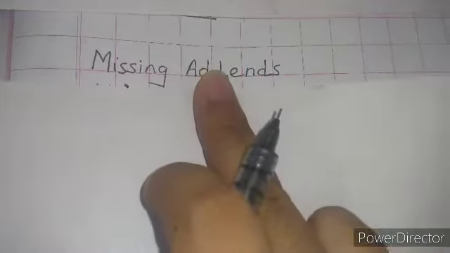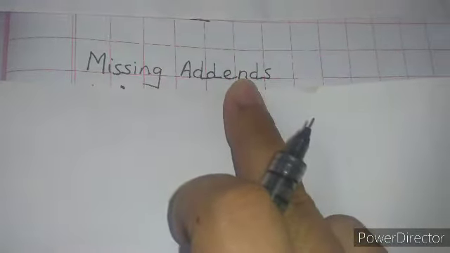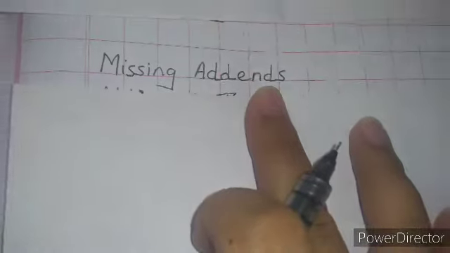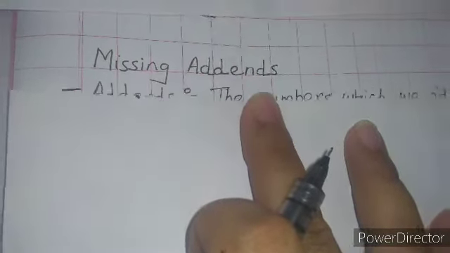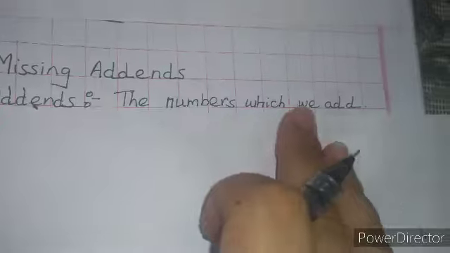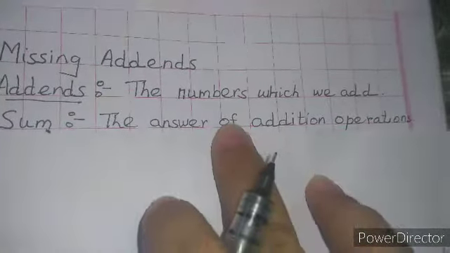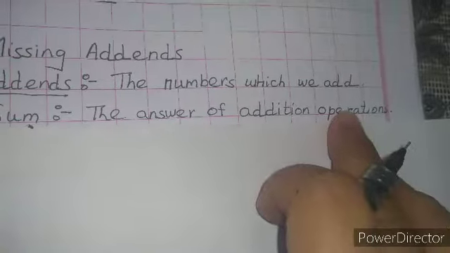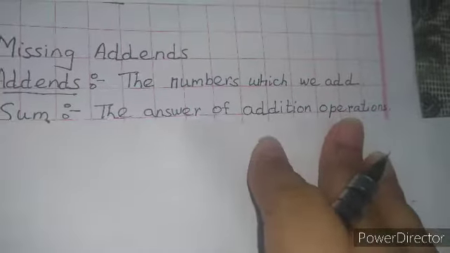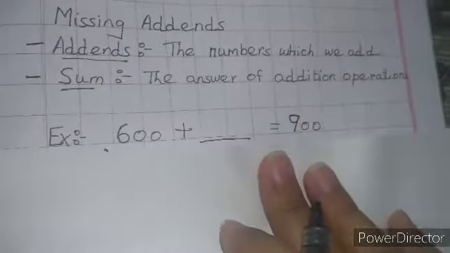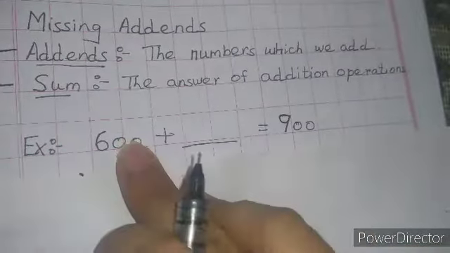Our next topic is missing addends. I told you what addends are. We have used this term earlier also. Addends are the numbers which we add. And what is the sum? The answer of the addition operation. We did it in an earlier video also. Right. So let us look into this example.